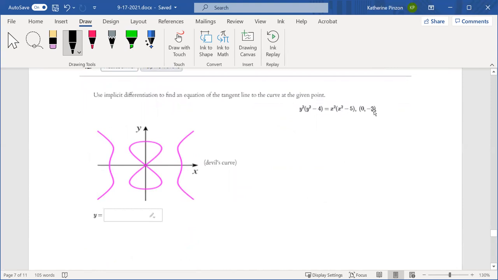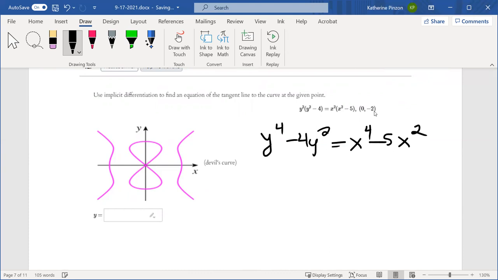Use implicit differentiation to find the equation of the tangent line. Basically, I have to do everything I did last time, right? Here's a hint: if you distribute first, then you don't need the product rule anymore. So if you take this and write it as y to the 4th minus 4y squared is x to the 4th minus 5x squared, you see how I don't need any more product rules and my life is way easier than it was before?